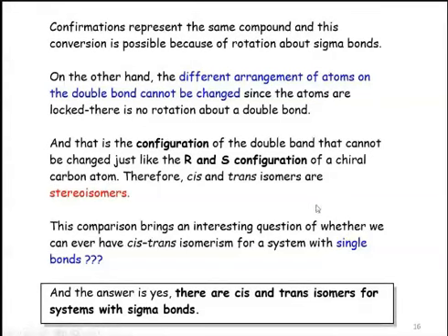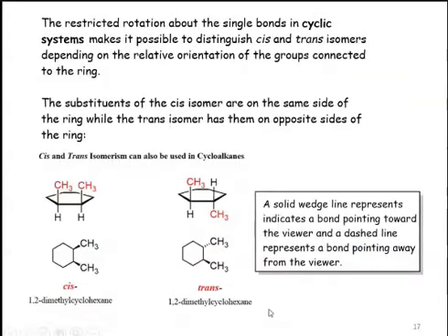If we ask this question, the answer is yes. There are cis-trans isomers for systems with sigma bonds also. Here we can see these two structures. What will you call this structure, cis isomer or trans isomer? Both the same. Cis isomer.